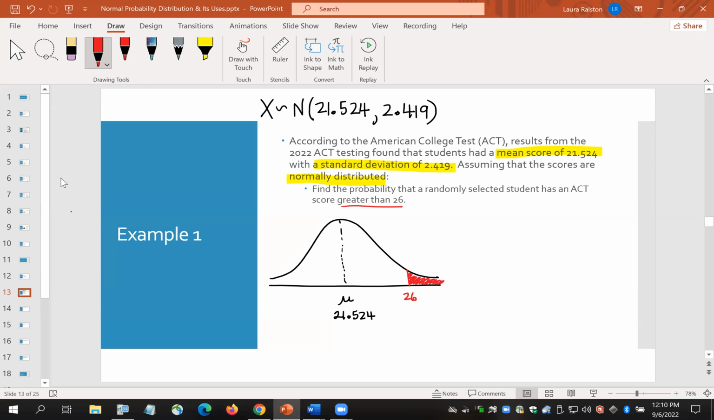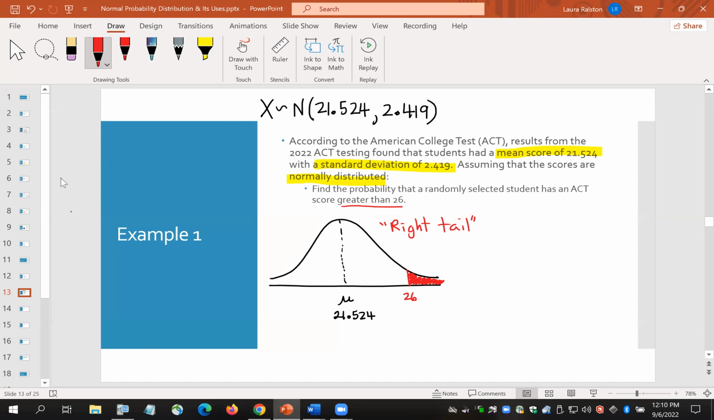So I'm actually looking for this shaded region out here on the end of the graph. Notice that I'm in the end and it's on the right hand side. We call this a right tail. Typically, anytime you see a greater than, it's going to be a right tail because values that are greater are to the right. And again, I'm at the end of the curve, and we call that the tail.